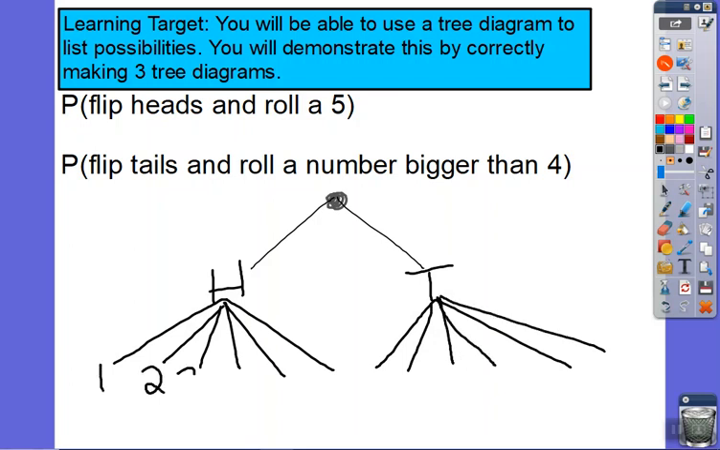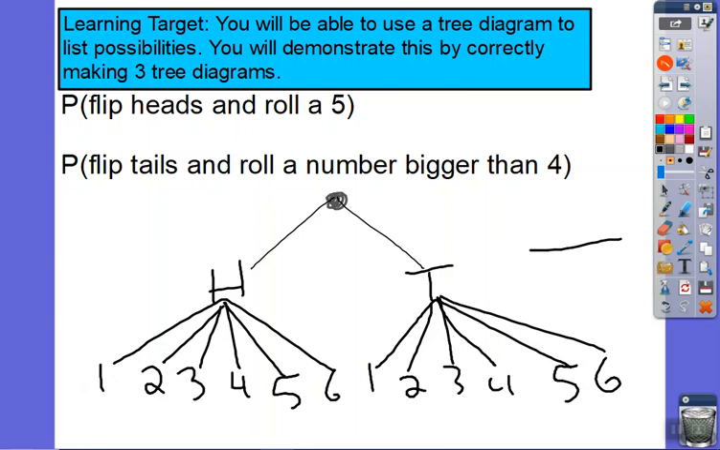And I can label those the 6 sides of the die, and I'm going to label them for both of them. So how many possibilities do we have altogether? If I add up on the bottom, I've got 1, 2, 3, 4, 5, 6, 7, 8, 9, 10, 11, 12. So there are 12 different ways that I can flip a coin and roll a die. The first one's asking what's the chance of flipping heads and rolling a 5. So I'm going to follow down the path for flipping heads and then rolling a 5. There was only one way to do that, so that is a 1 out of 12 chance.